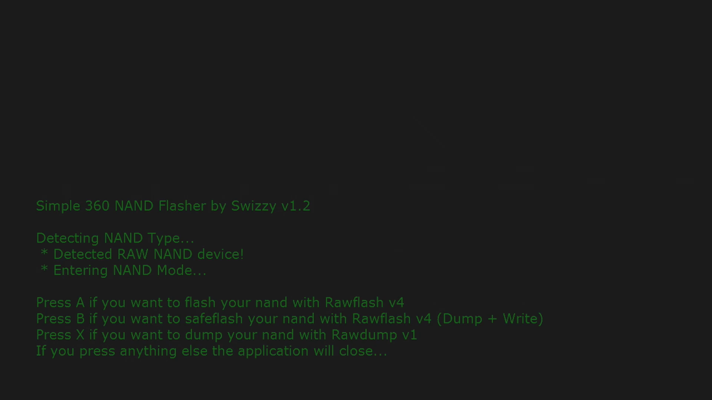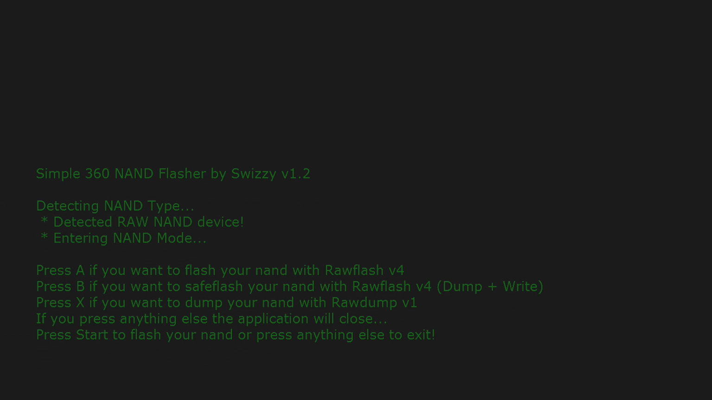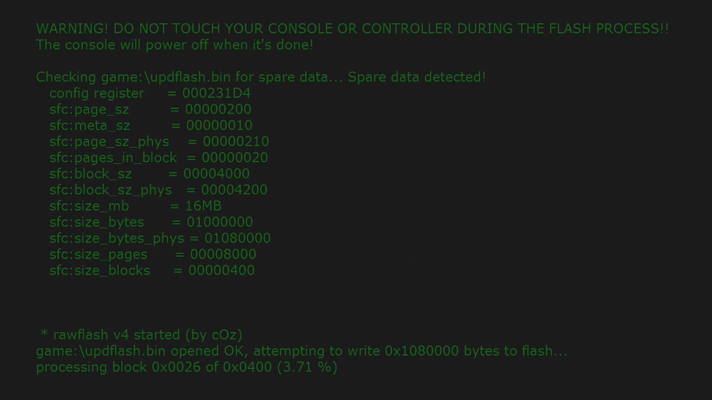And you should now have three options. You can either X to backup, or dump your NAND, B if you want to safe flash your NAND so that it dumps and writes it at the same time, or press A if you just want to flash it. We already have a backup, so we can just press A to flash our NAND, and press start after that to confirm that we want to flash our NAND. And now we just wait for this to finish and reach 100%. So that's basically that. Just leave this to reach 100.